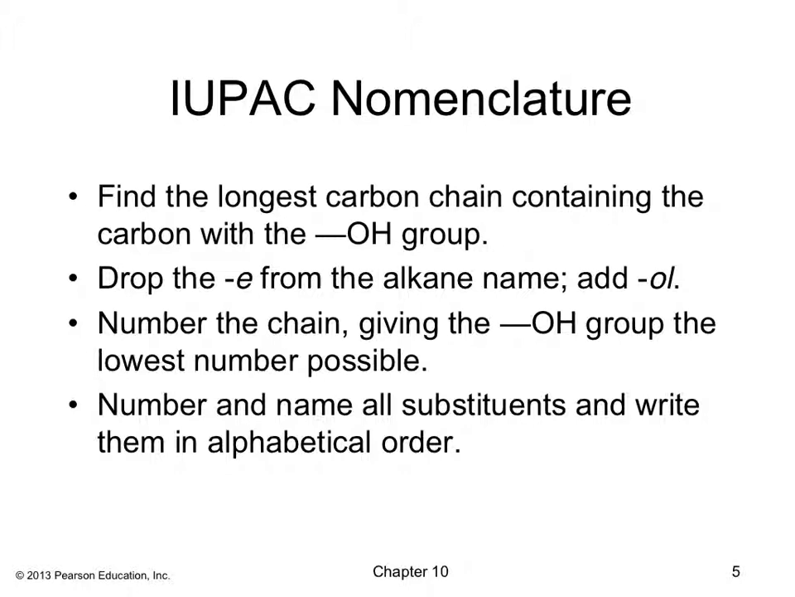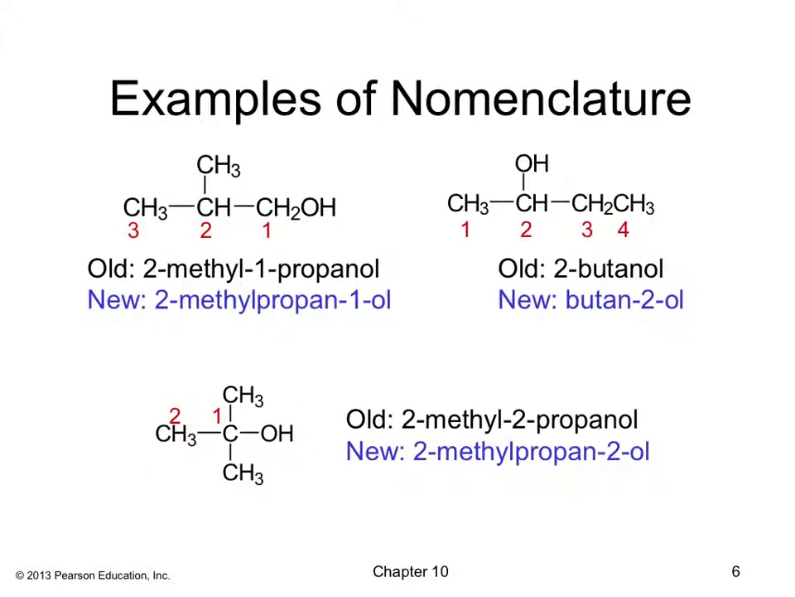IUPAC, in terms of naming alcohols, you want to find the longest carbon chain containing the carbon bearing the OH group, drop the e from the alkane, and then add ol at the end. Number the chain, giving the OH group the lowest possible number, and then number and name all substituents and write them in alphabetical order. Here are some examples of nomenclature.